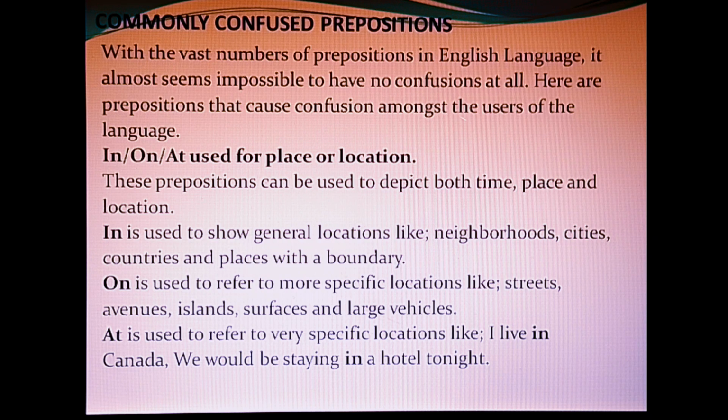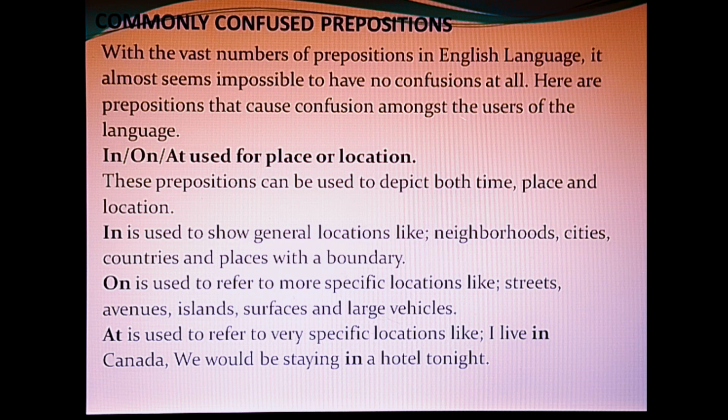Now, with the vast number of prepositions in the English language, it almost seems impossible to have no confusion at all. Here are prepositions that cause confusion amongst the users of the language. We have in, on, at, used for place or location. These three prepositions oftentimes cause confusion amongst users of this language called English.